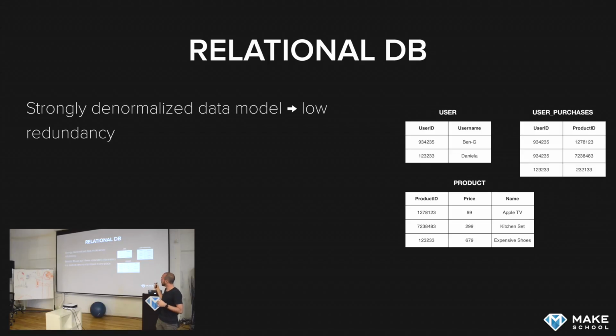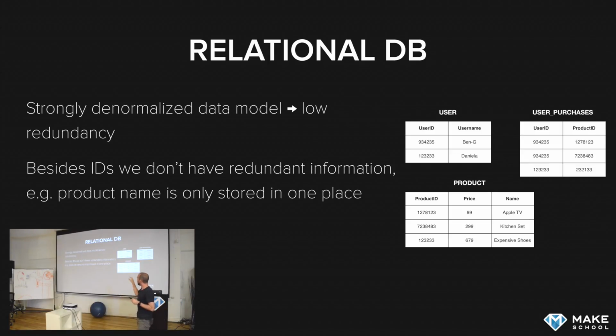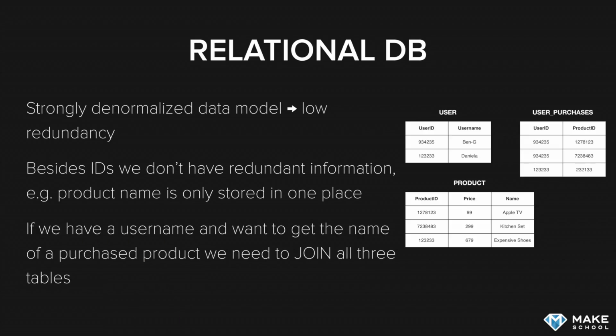And we'll see that that is basically the approach that document-based databases use. So besides IDs, we don't have any redundant information. And that also has some downsides. That means if we want to, for example, for a specific product that has been purchased, get the usernames of the users that have bought this product, then we have to do a join between different tables.